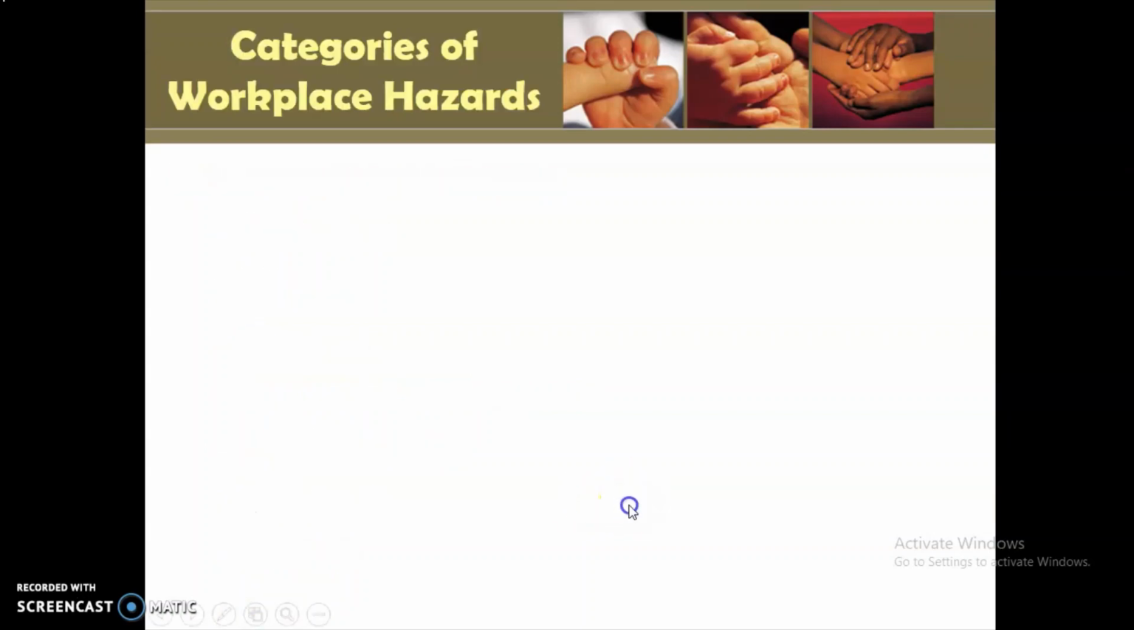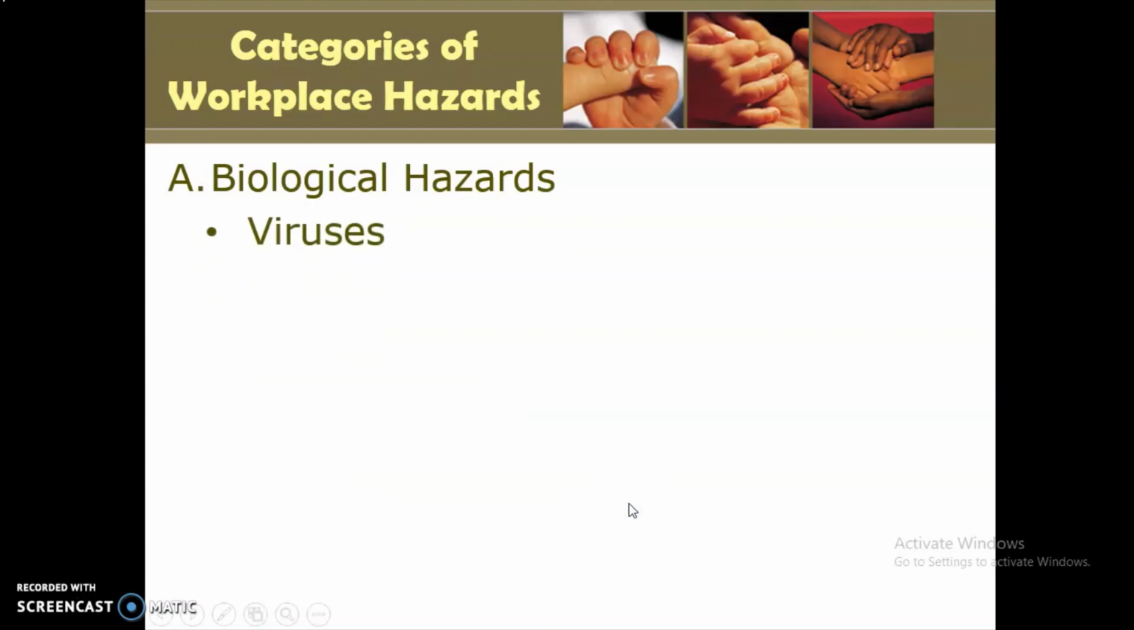So, all of these are actually chemical hazards under these categories. Okay. Another one is your biological hazards. So biological hazards are referring now to biological organisms that can cause health conditions to the employees.